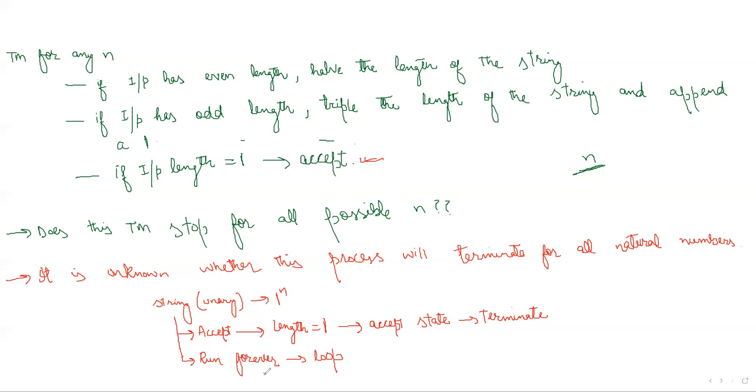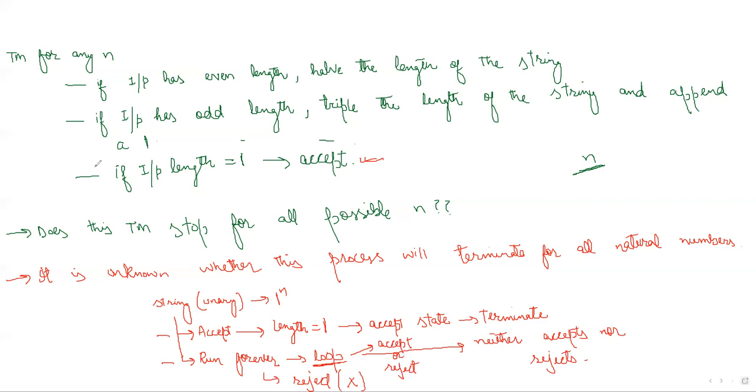It does not mean that it will reject. But we are saying it will run into a loop. Run into a loop means that we don't know whether it will accept or reject. So it is completely going into the loop. So for a loop, we can say it neither accepts nor rejects. Okay, so this is a possibility for this kind of Turing machine.